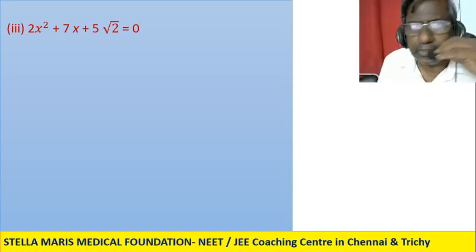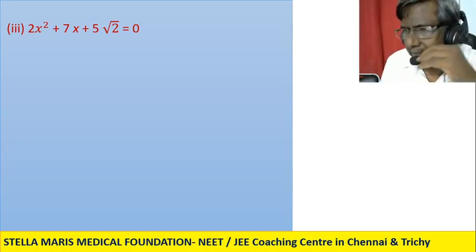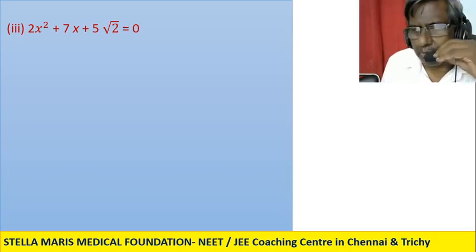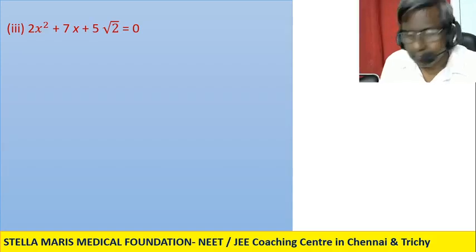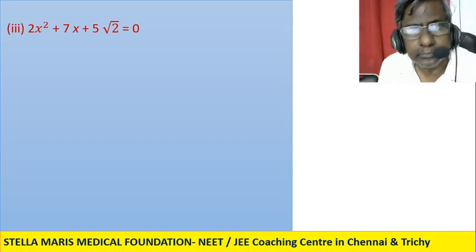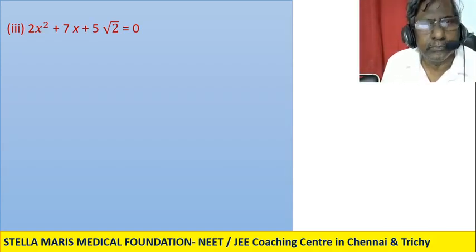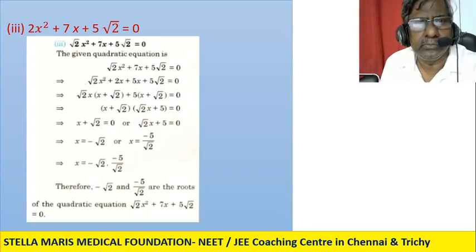Solve this problem. 2x square plus 7x plus 5 root 2 is equal to 0. Small error is there. Okay.